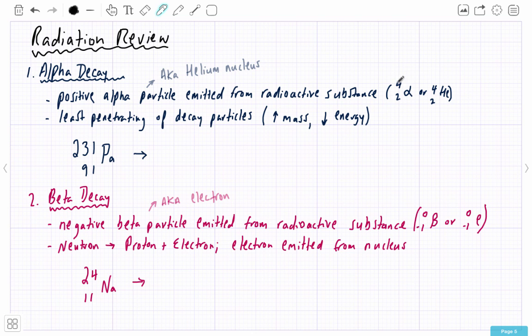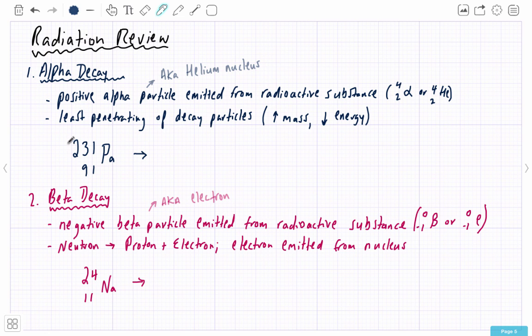And here's the symbol. You'll notice that there's a mass change of 4 because of the helium nucleus having 2 protons and 2 neutrons, and a difference in atomic number of 2 because it's helium with the 2 protons. Alpha particles are the least penetrating of the decay particles, mainly because they're really big compared to the other ones, so they have a greater mass and therefore travel at a lower energy.